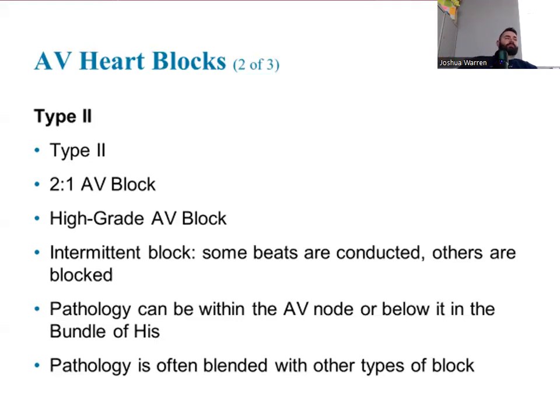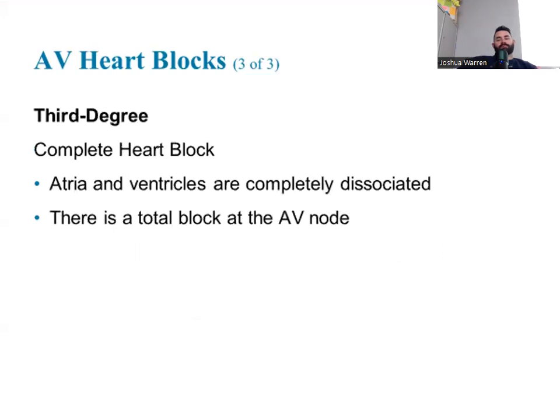So far we've got the poem to help us. If R is far from P, then you'll have a first degree. Longer, longer, drop, then you have a Wenckebach. If some of the P's don't get through, then you have a Mobitz 2. And if R and P do not agree, then you have a third degree.